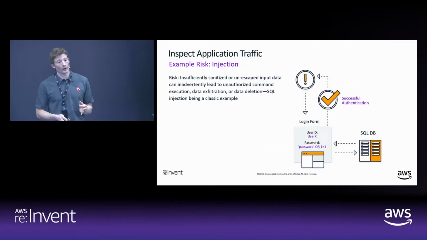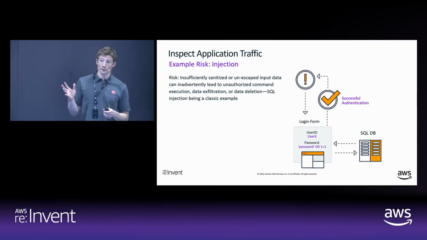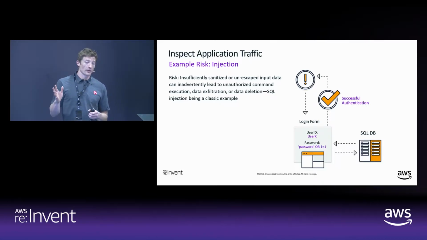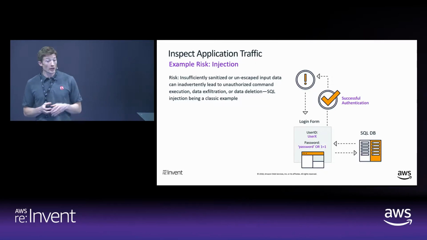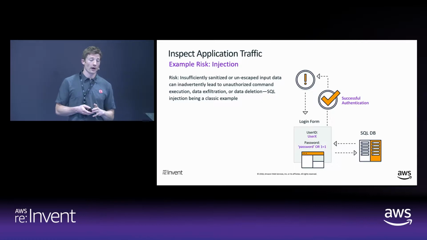So I'll give you an example here. If you're familiar with the OWASP top 10, this is going to look really familiar. So one example risk area is injection. Boiled down, insufficiently sanitized or unescaped input data can inadvertently lead to unauthorized command execution, data exfiltration, data deletion, and SQL injection is the classic example of this, guys.